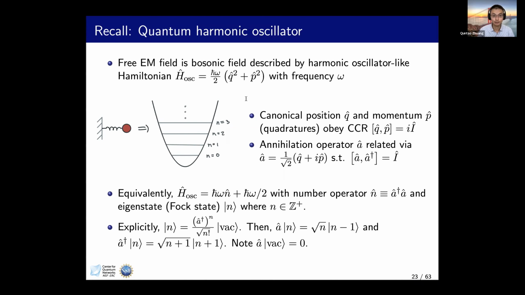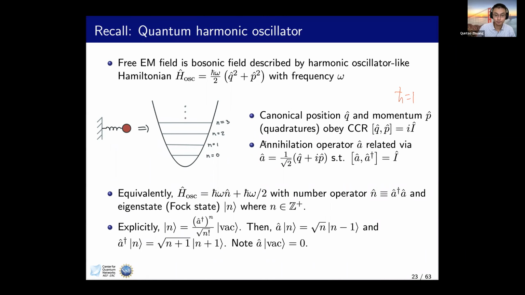To describe the light field, let's start with a simple toy model, the quantum harmonic oscillator. The free electromagnetic field is a bosonic field and described by a harmonic oscillator-like Hamiltonian. So Q squared, where Q is the canonical position and P is the canonical momentum. And they have this canonical commutation relation, in which we let H bar equal 1. Let me just write down, H bar equals 1.